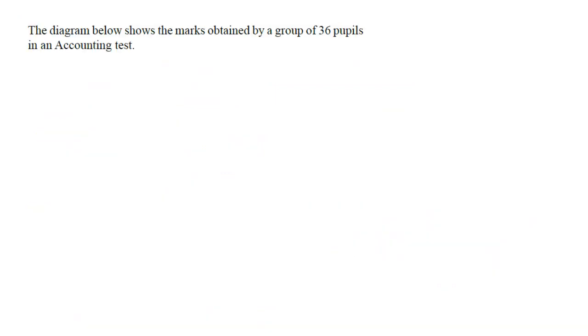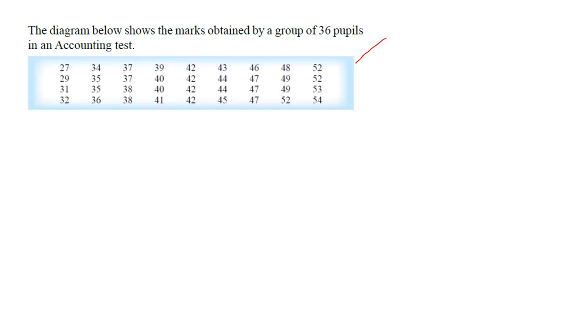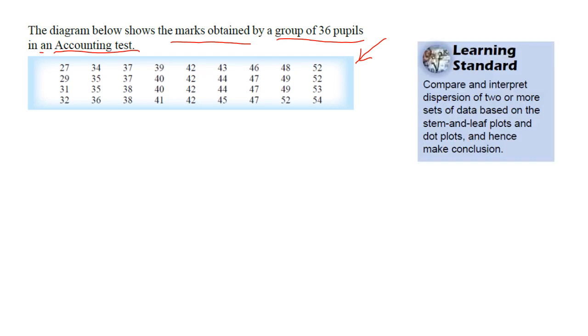Okay, next let's interpret this data. You are given the marks obtained by a group of 36 students in an accounting test. So how do you interpret this data? How do you interpret the dispersion of the data?